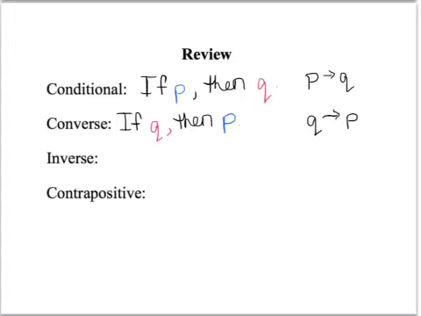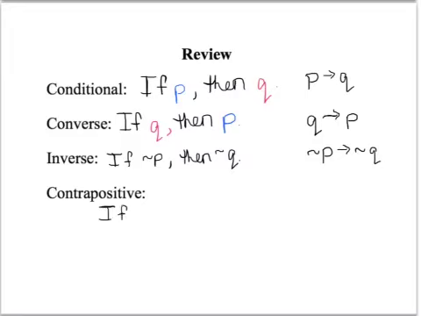Inverse. That one is going to be if we negate the conditional. So if not P, then not Q. So symbolic notation, not P implies not Q. And the contrapositive. We then just need to switch the inverse. So if not Q, then not P.